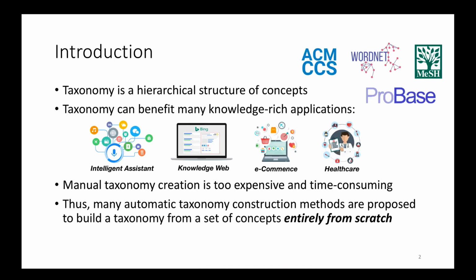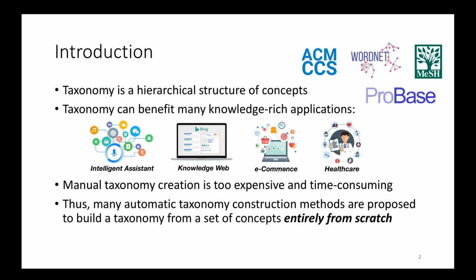So what is a taxonomy? Taxonomy is a hierarchical structure of concepts. If you ever submit a camera-ready version paper to the ACM Digital Library or scan through an e-commerce website to purchase some products, you have already encountered a taxonomy such as the ACM CCS taxonomy or the Amazon product taxonomy.